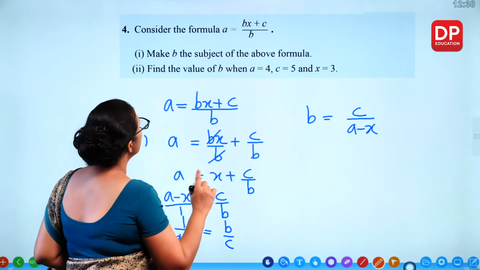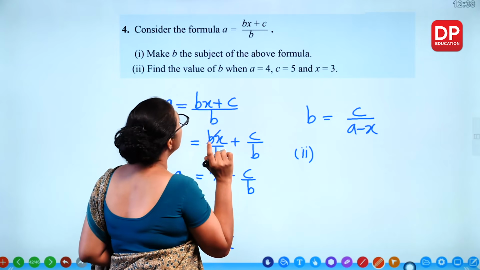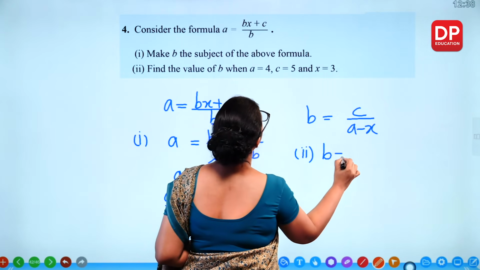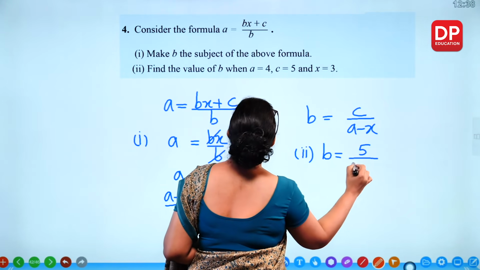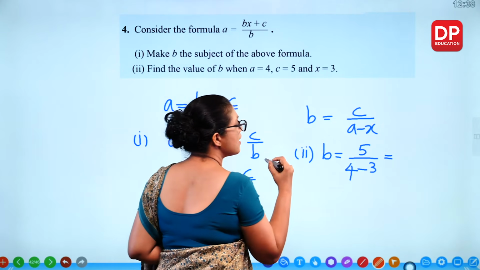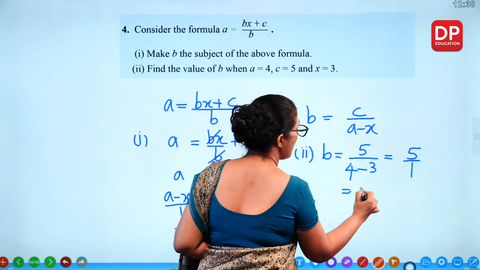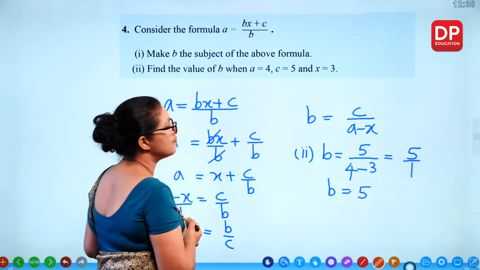Now substitute the values and find out the b value. A equals 4, c equals 5, and x equals 3. 5 over 4 minus 3 is 1, so the b value is 5.